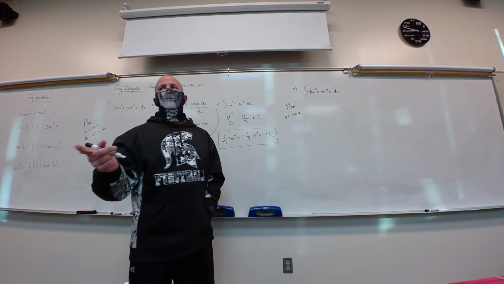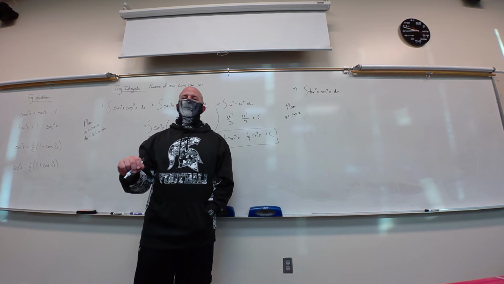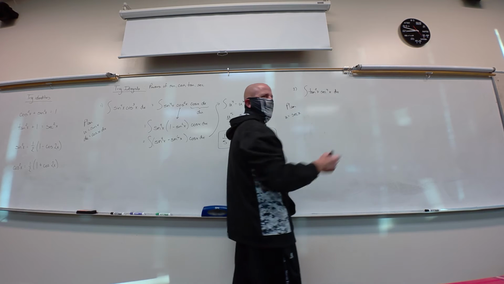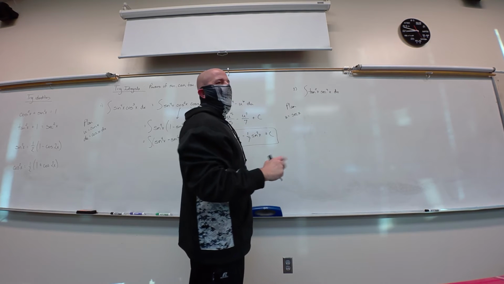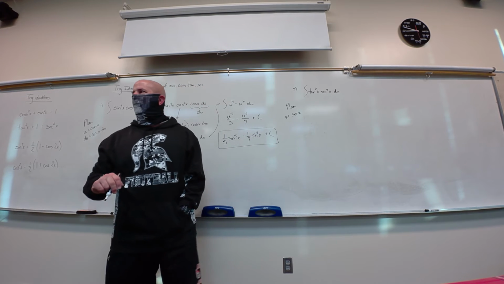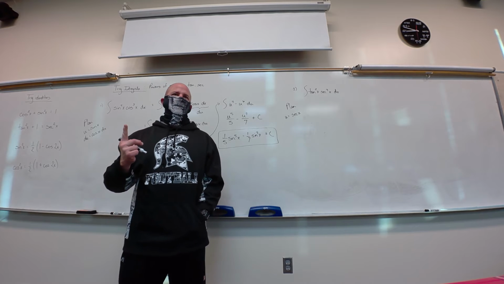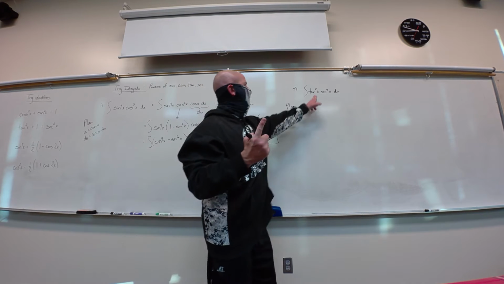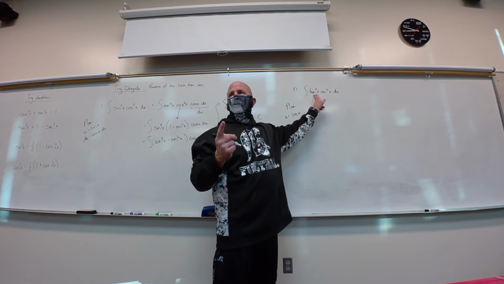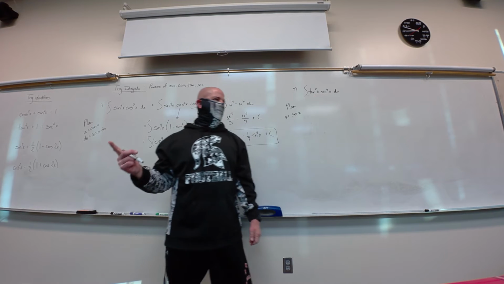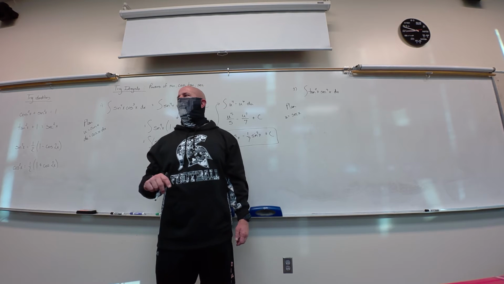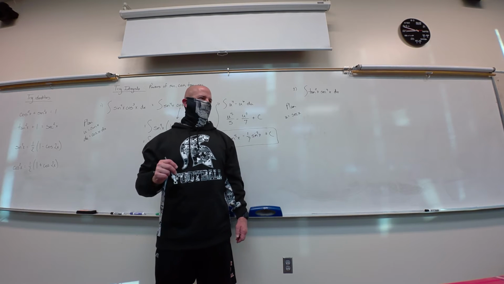You said u secant. What's du? Tangent secant. Well, that's okay. I got one of the secants from here. I can steal one. But then how many tangents does that leave you? One. If du is secant tan, you're going to take one of those away. Leaves you one tangent. Can you change a single tangent to a secant? No. Bad plan.